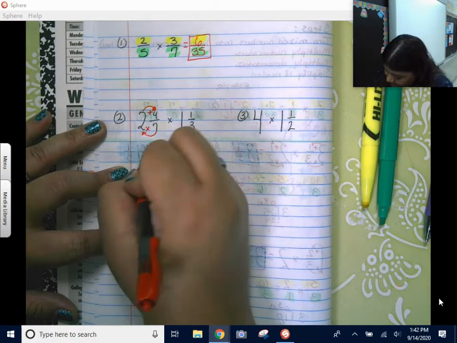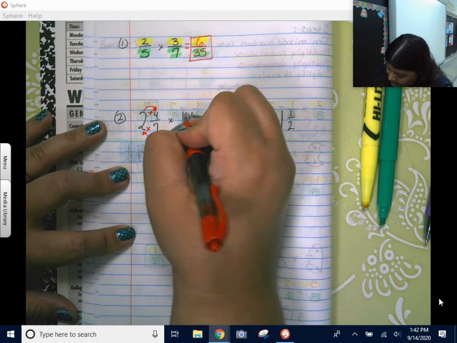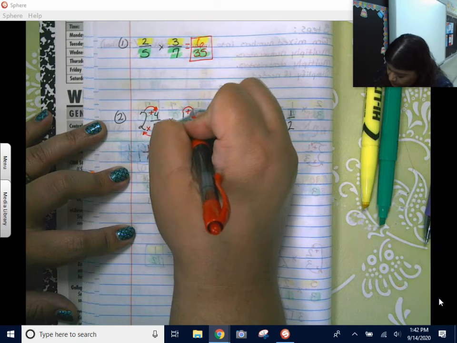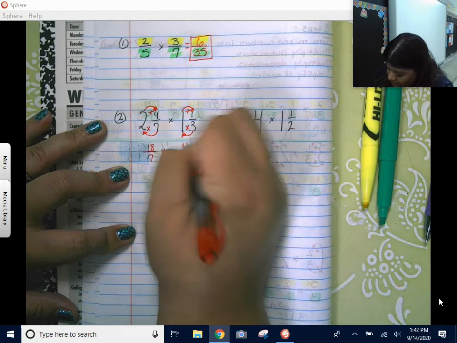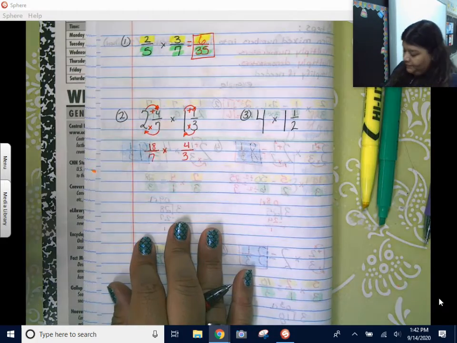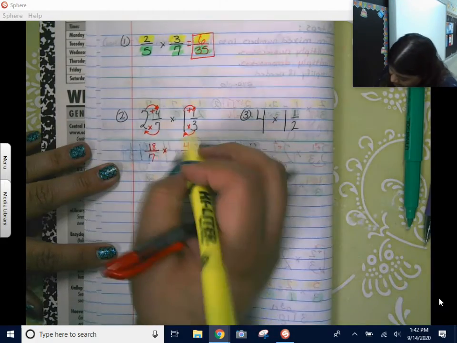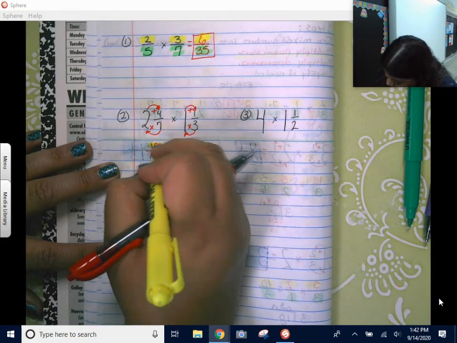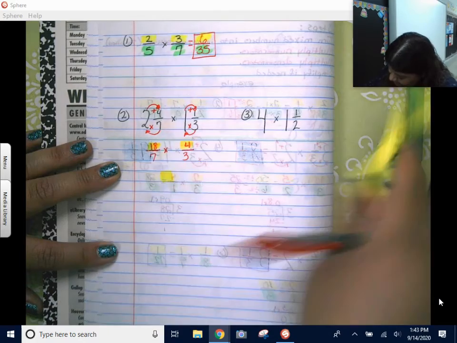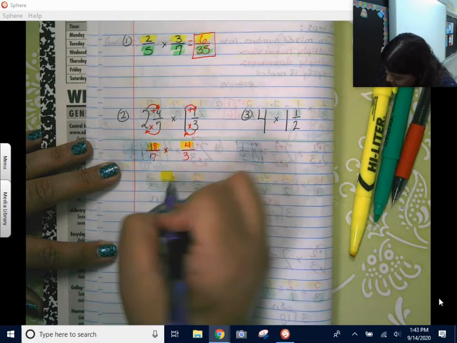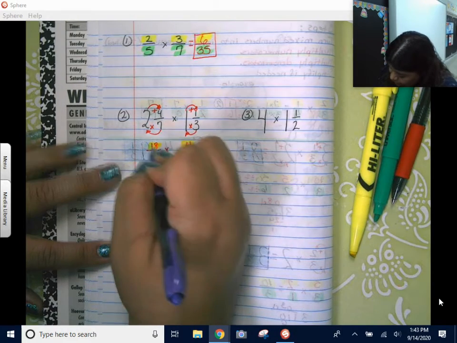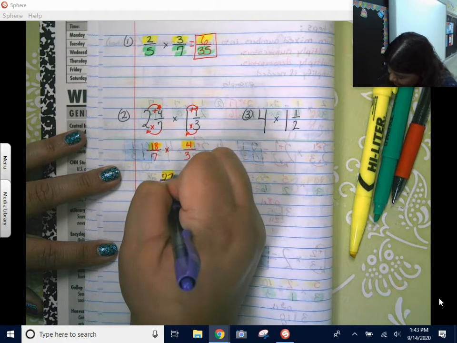So far, so good? Okay. Times, here's Texas. 3 times 1 is 3. 3 plus 1, 4. Denominator stays the same. Did y'all convert them correctly? Awesome. Okay, let's go ahead and do the math now. 18 times 4. Let me put my answer down here. Okay, 18 times 4. Oh, 4 times 8 is 32. 72.